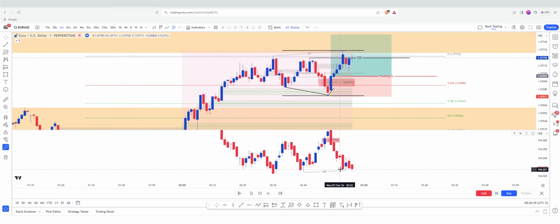Dixie now creates a new low here. So we've got a lower low at this point. The euro has failed to create a new high. So we're continuing to make bearish SMT all the way through this price leg.